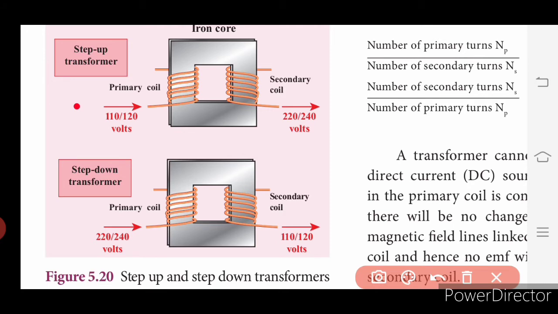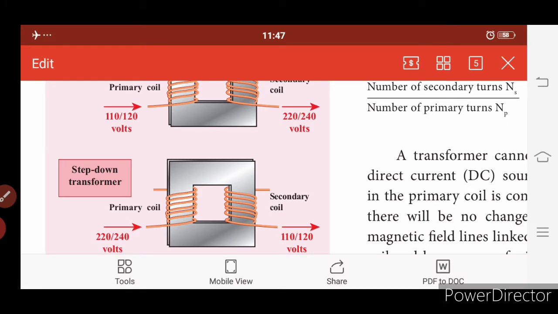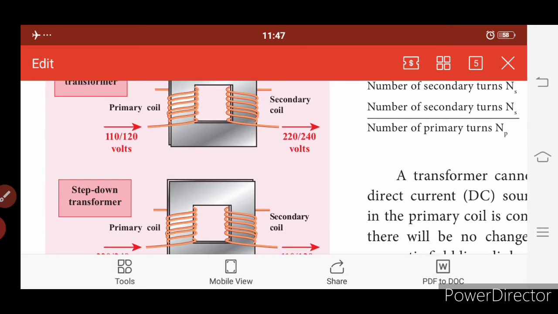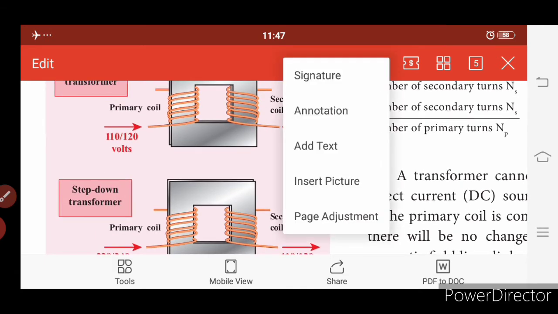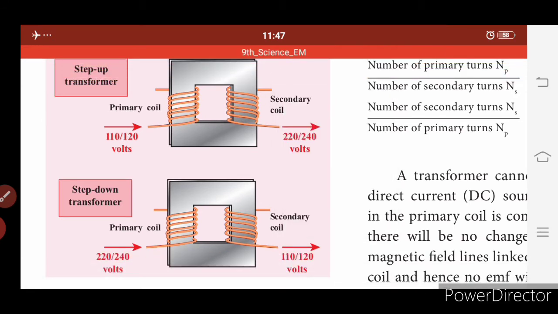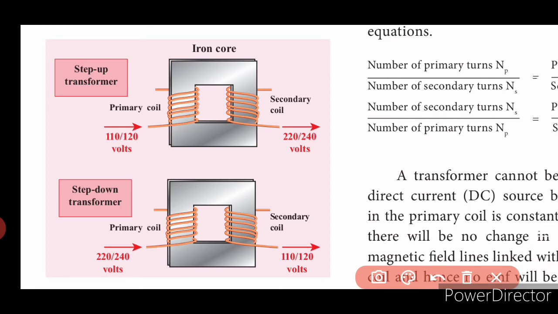So that is an iron core, and you have coils around the iron core. So here you have a primary coil and a secondary coil on the right side. The primary coil has 110 to 120 volts, whereas the secondary coil has 220 to 240 volts. Okay, so this is the construction of the step up transformer.